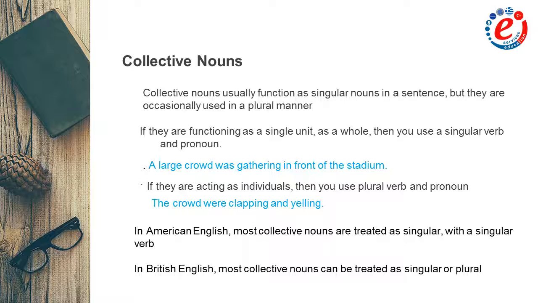In British and in American English there are some differences. For example, in American English most collective nouns are treated as singular with a singular verb. In British English, though, most collective nouns can be treated as singular or plural.